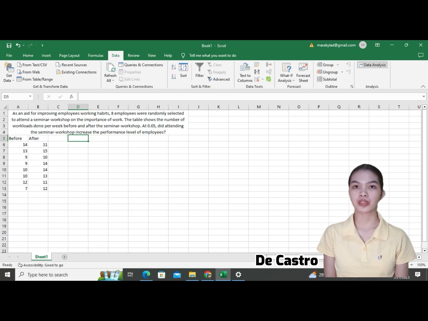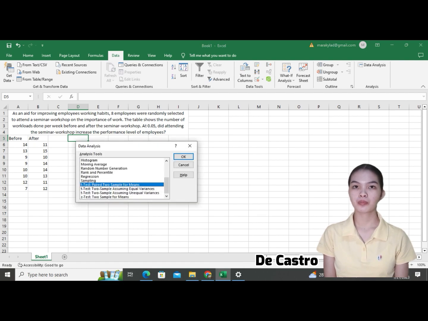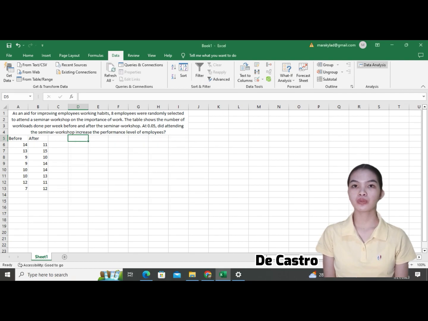In this problem, we are using the t-test: paired two sample for means in Excel. This computes t-values between means for two dependent measures on the same individual or set of cases. This is also known as a paired or dependent sample t-test. In this case, we have data from 8 employees who were randomly selected to attend a seminar workshop on the importance of work. So we measured the number of workloads done per week before and after. This is the same employee being measured twice, before and after their seminar workshop.